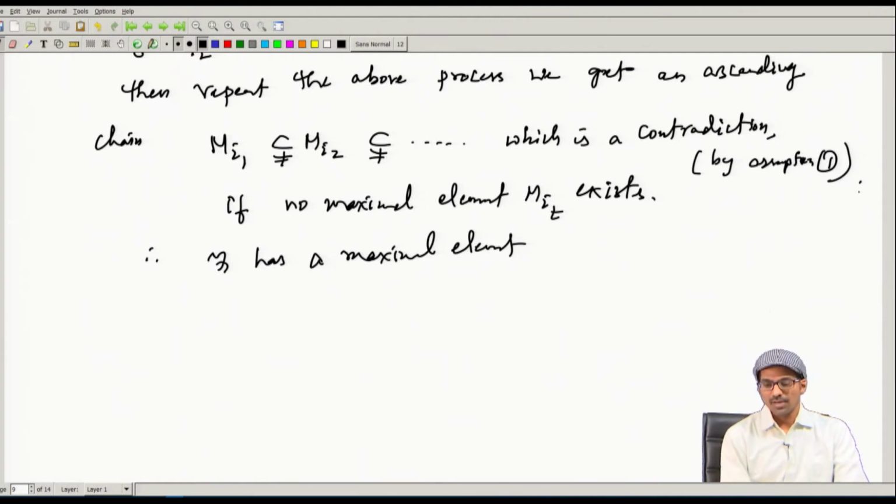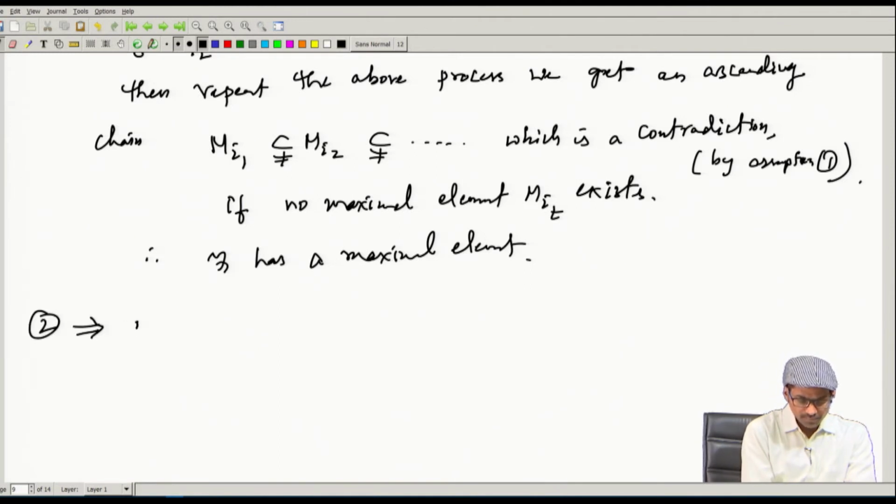Okay, F has a maximal element as required. This finishes the proof of 1 implies 2. Now, let us prove 2 implies 3.